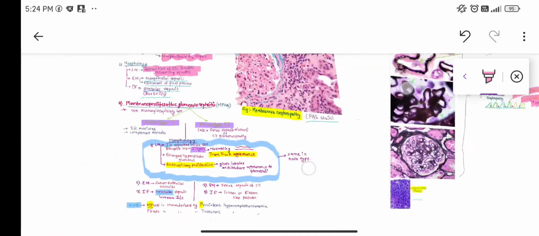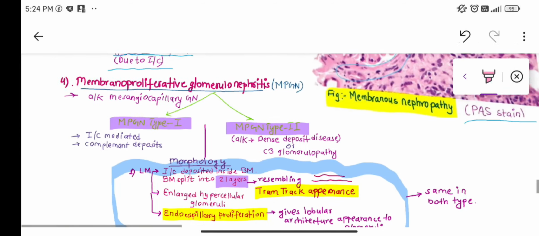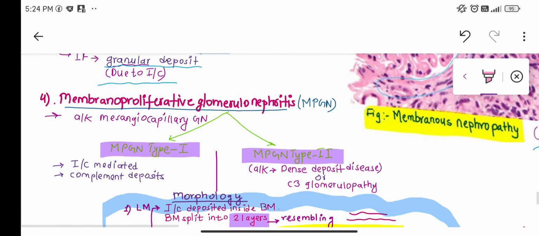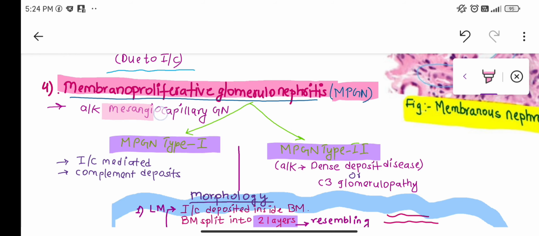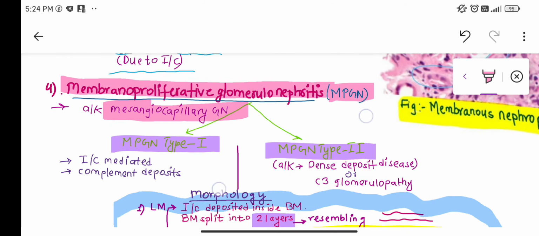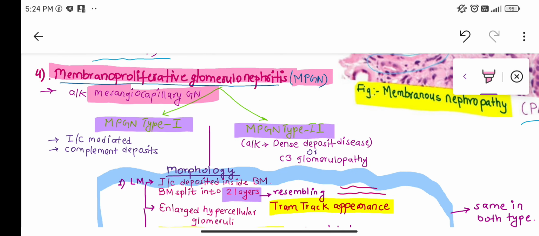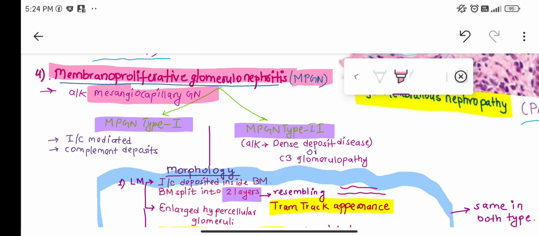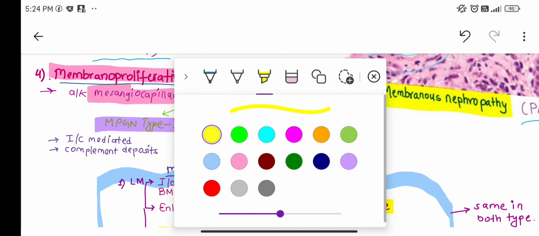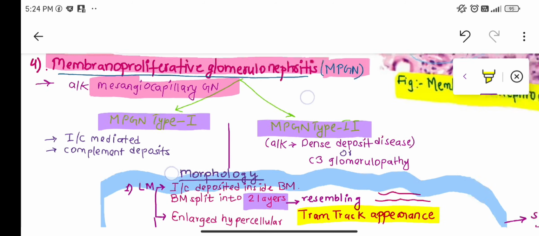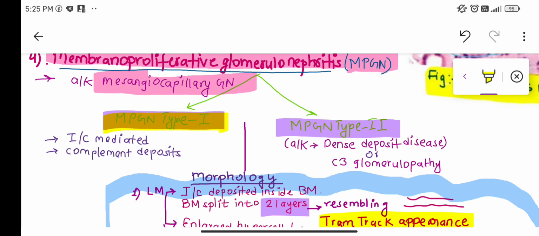Now the next nephrotic syndrome is membranoproliferative glomerulonephritis, MPGN. It is also called mesangiocapillary glomerulonephritis, and it can be classified into two types: MPGN type 1 and MPGN type 2.